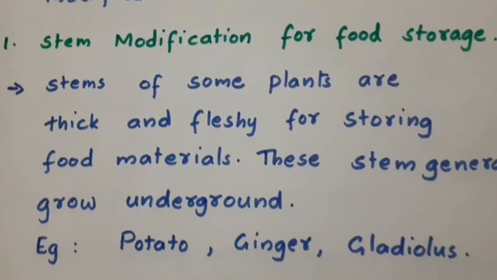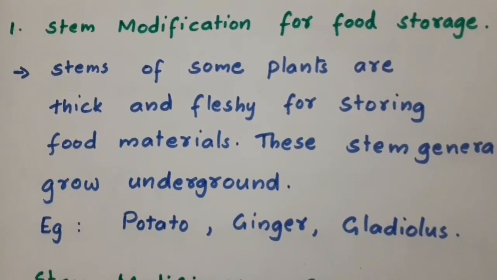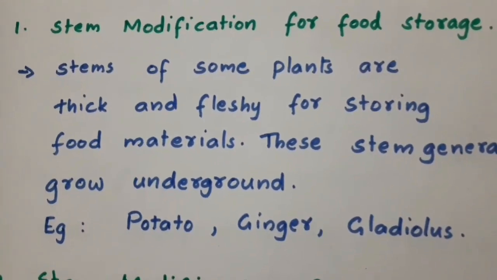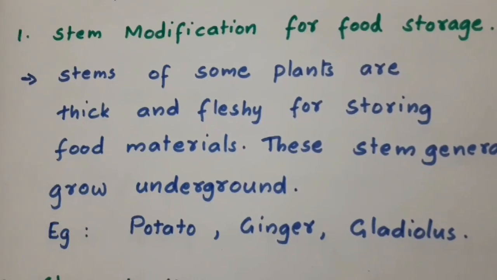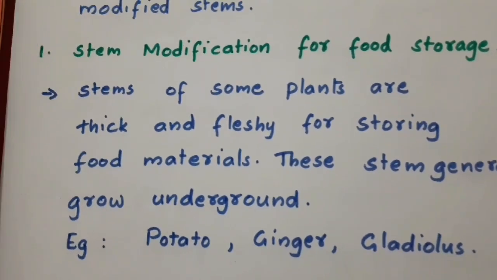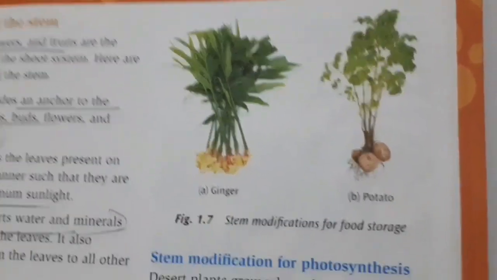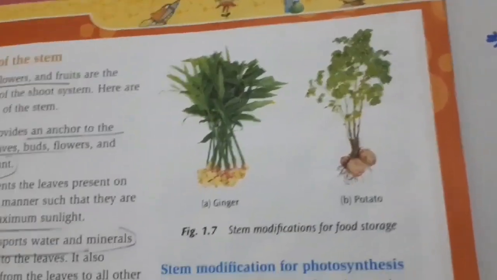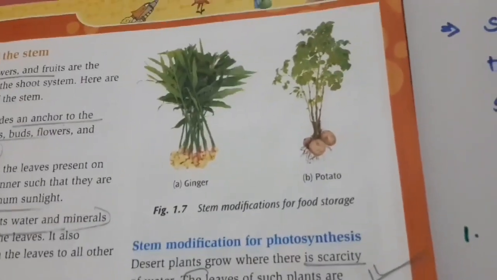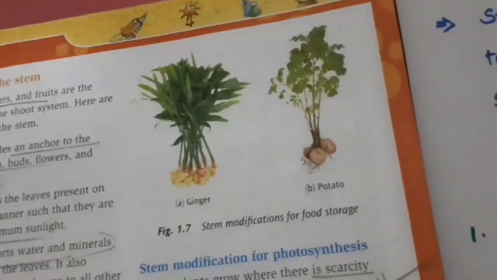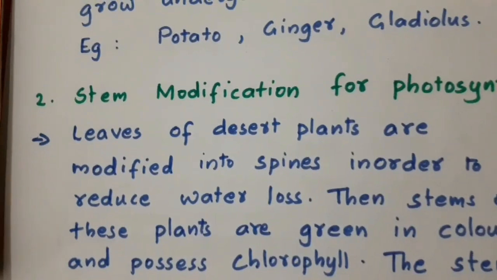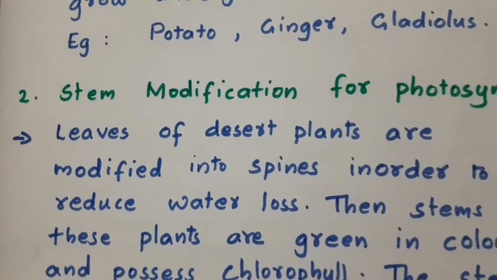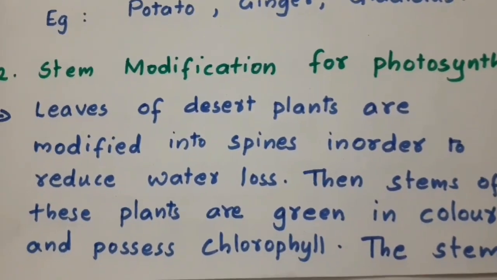Stems of some plants are thick and fleshy for storing food materials. These stems generally grow underground. For example, potato, ginger, gladiolus, all these are the examples of stem modifications for food storage. Now, we'll see the stem modification for photosynthesis.